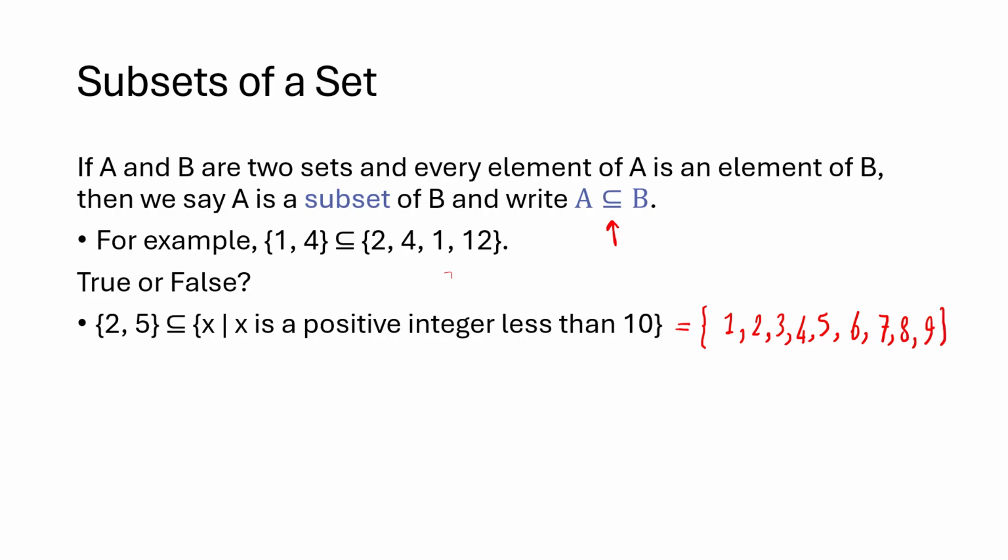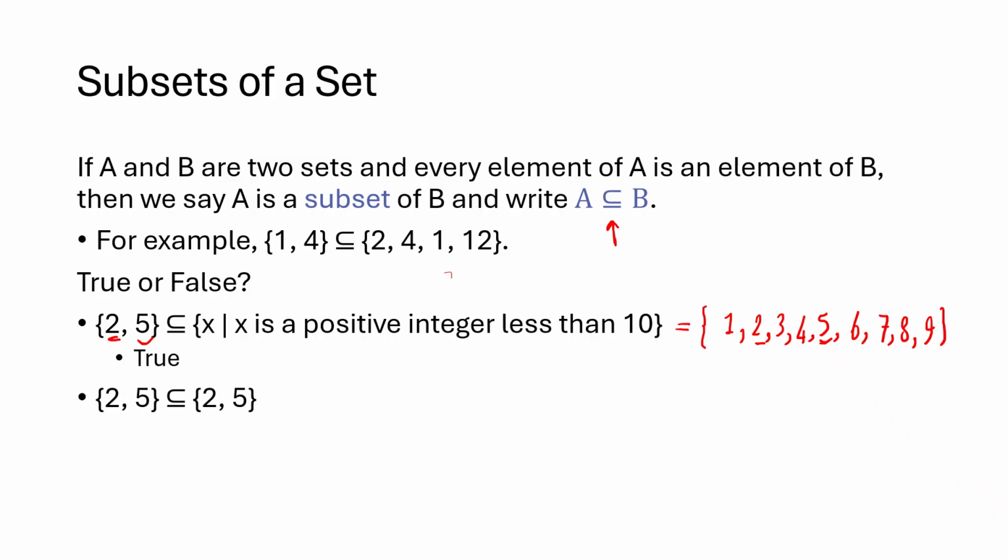Okay, and now we can verify. The first element of the first set is 2. Does 2 belong to the second set? Yes, it does. The second element is 5. Does 5 belong to the second set? Yes, it does. And that's all we need to do. So the statement is true.